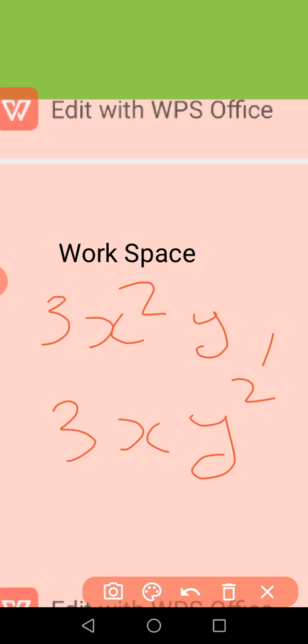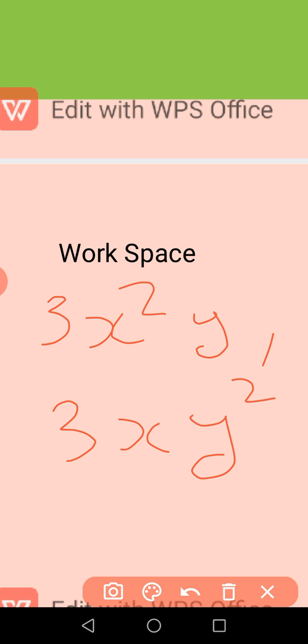These two terms are unlike terms because we also have to check the power of the variable parts. Here x has power 2, degree 2, and y has degree 1. In the second example, x has power 1 and y has power 2. So this is the difference. So these are not like terms, or we can say that these are unlike terms.